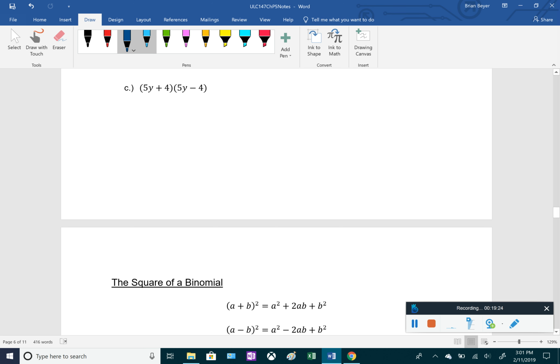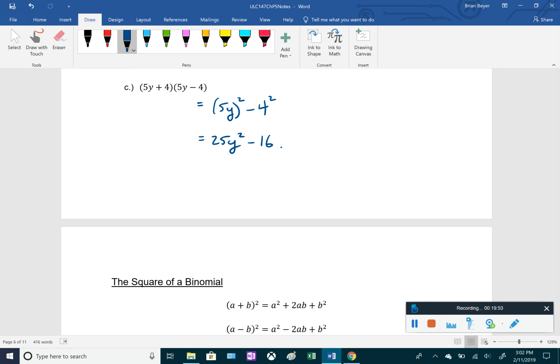And last one for this page, 5y plus 4 times 5y minus 4. A little bit harder, but it's going to be first one squared minus the second one squared. And notice that we had more than one factor for 5y, so I put parentheses around it, because now we have to use our exponent rules. We have to square the 5 and the y. So it's 25y squared minus 16. And now we're done.